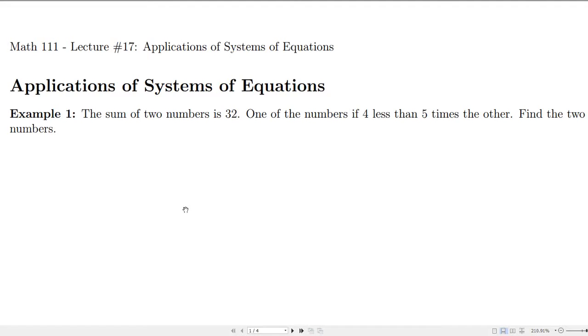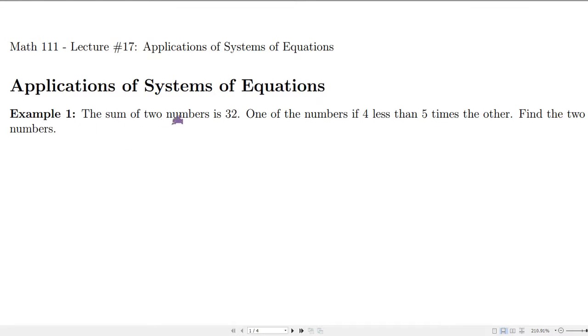Now we're going to consider applications of systems of equations. So we're going to look at situations where we can make two or possibly three linear equations that describe the situation, and then we'll solve it. All right, so an example like this is the following.